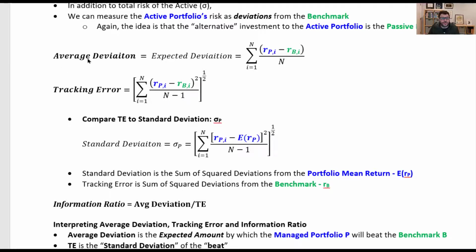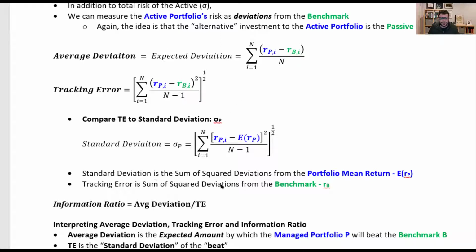So we have an idea of what the average deviation measures. We have an idea of what the tracking error measures. Just to compare the tracking error to the standard deviation, the tracking error is a squared deviation from the benchmark, whereas the standard deviation is the squared deviation from the mean. And the same way we use the standard deviation to make estimates and confidence intervals about the expectation of the return of the active portfolio going forward, we can use the tracking error to make calculations and estimates about some confidence interval of the active portfolio relative to the benchmark.